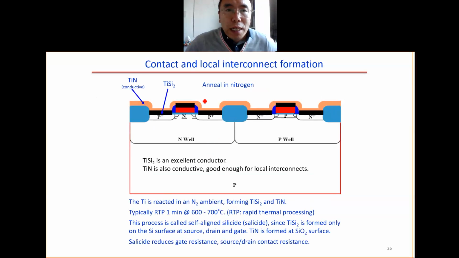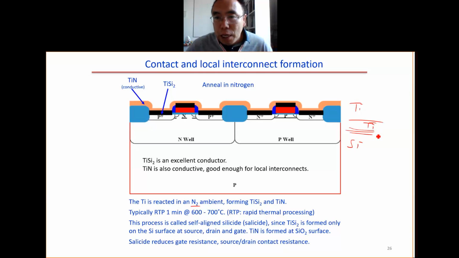Next, we do an annealing process. We do annealing in the nitrogen environment. So there are two purposes for this. So first, for the annealing, when we have the titanium on top of the silicon, it will form at the interface a titanium silicide. So this is to form the TiSi2, titanium silicide. So what's the purpose for this?